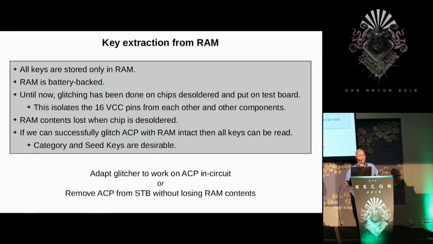It's possible to glitch the ACP and read out memory, but my glitcher works with an ACP that's been removed from the set-top box. When the ACP is in circuit, the connections to the other components and it having 16 VCC connected pins pose a bit of a problem. So to glitch the ACP in circuit is going to require some modifications to the set-top box, disconnecting it from the other parts. Or another alternative was to remove the ACP from the set-top box and place it on a breakout board without losing battery power and wiping RAM.